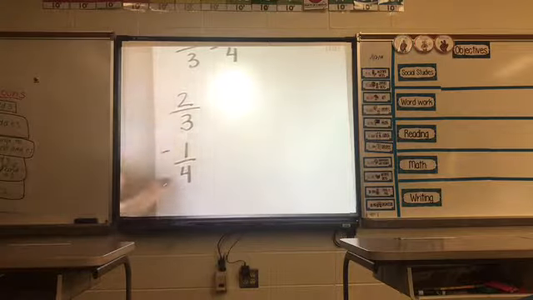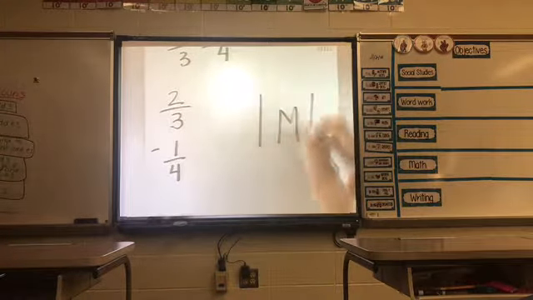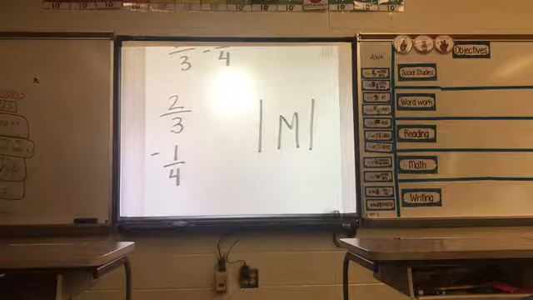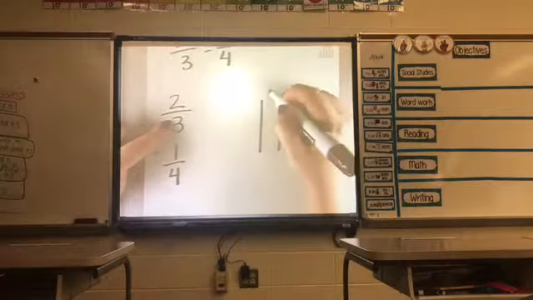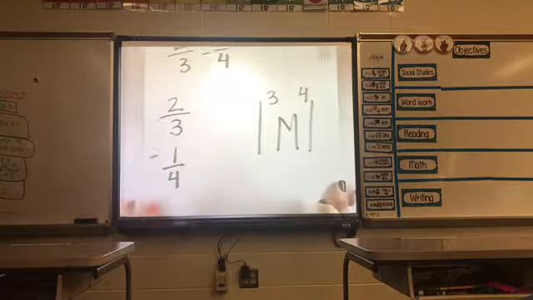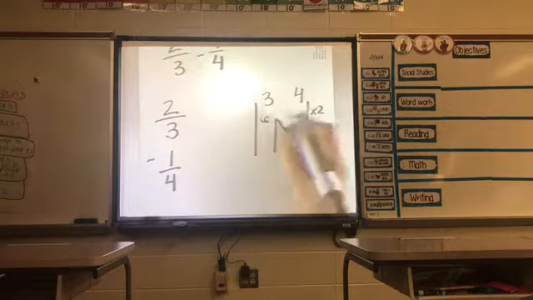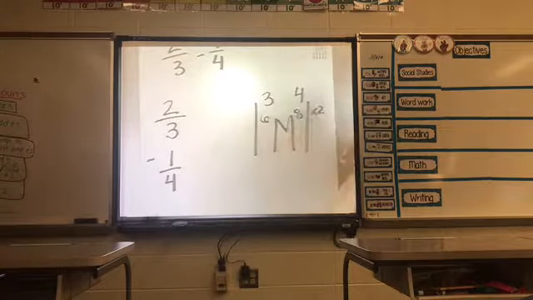So I wrote it up and down, I wrote it vertically. Step number 2 is to find that common denominator using the fancy M. So my first denominator is a 3, my second denominator is a 4. So now I just start multiplying. So 3 times 2 is 6, 4 times 2 is 8.